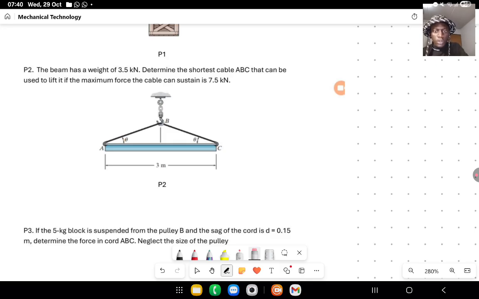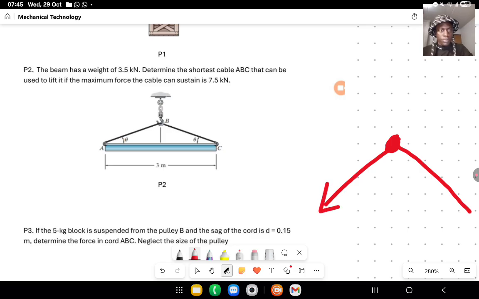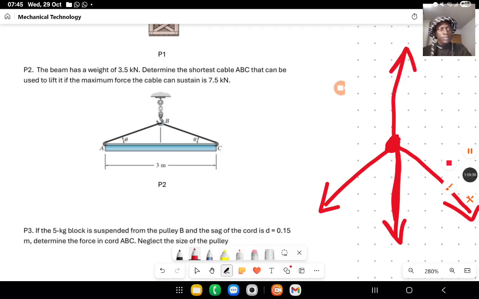Okay, we are going to draw a free body diagram represented by a dot on number 2. Okay, here we are drawing our free body diagram. We have the force going like this, and the force going like this, and we have the weight, like that.